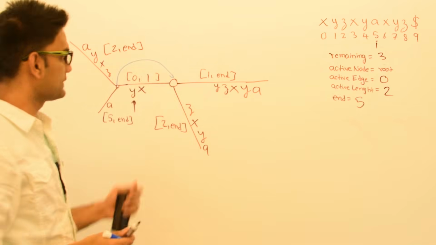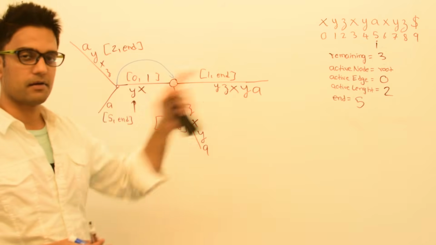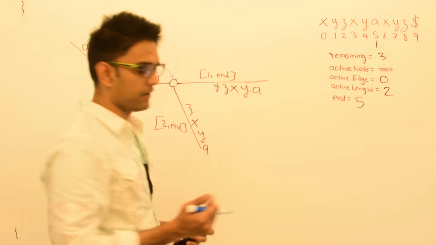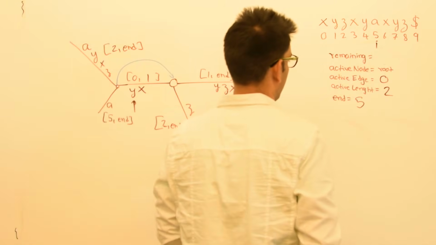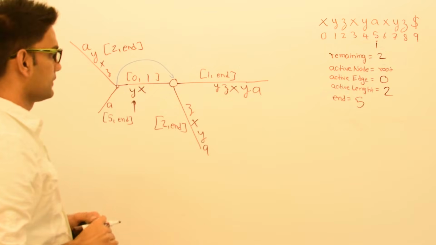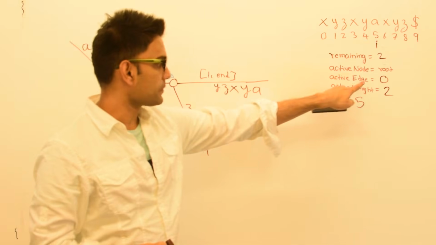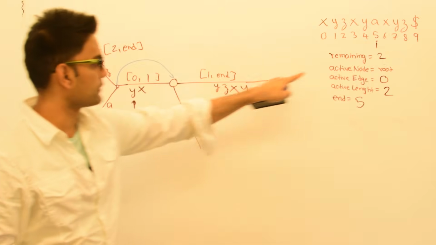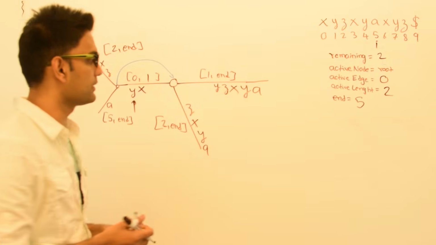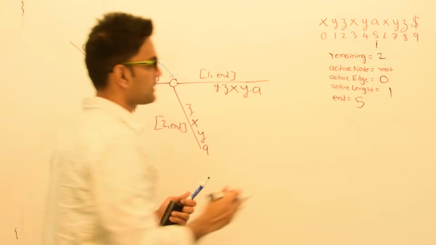If a new internal node is created in the next extension of the same phase, then I'll point this internal node to that. Since we created a leaf node, I'll decrement my remaining by 1. So remaining becomes 2. Then I have to check where is the next point I go to. Since my active node is root, we already talked about it before. What I do is I decrement my active length by 1, so active length becomes 1, and I increment my active edge by 1, so active edge also becomes 1.